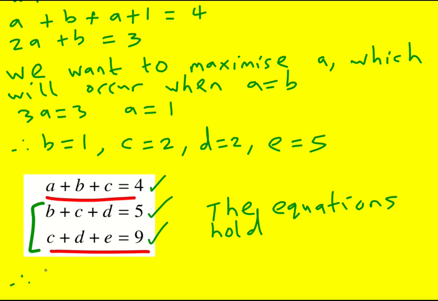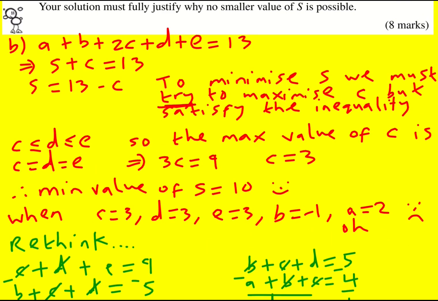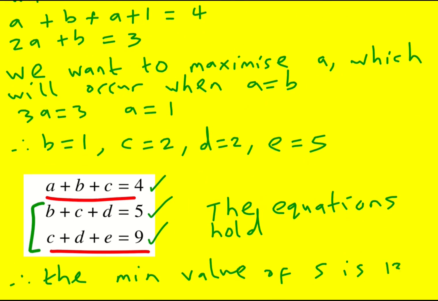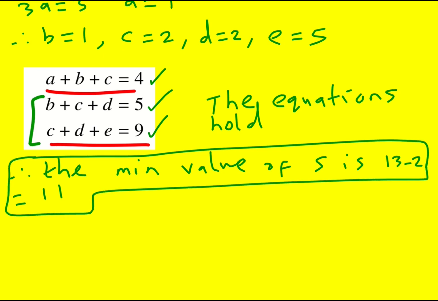And therefore, the minimum value of S, don't forget that's what we're asked for, is all the way back up here. Remember, S was 13 minus C, so it's going to be 11, so 11 is actually achievable. Okay, really nice question. Bit different, isn't it? But working through these sorts of ideas, really good. Okay, well done.